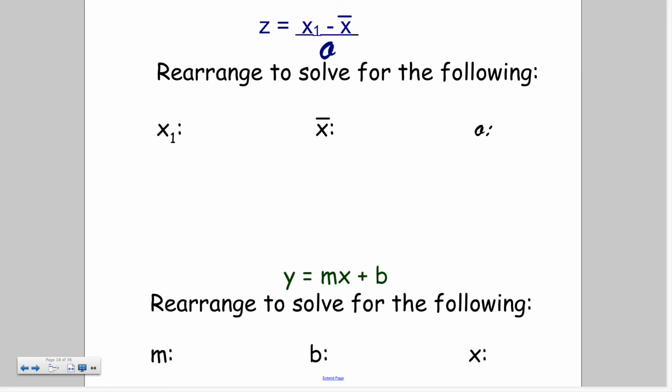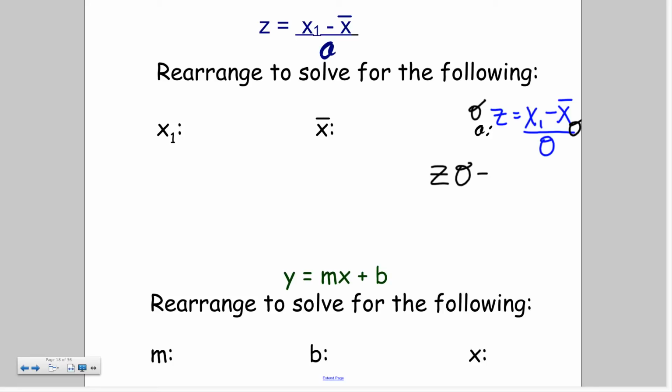We're trying to find the standard deviation. So z is equal to x, which is the number, minus the mean, divided by standard deviation. First thing, multiply by standard deviation.